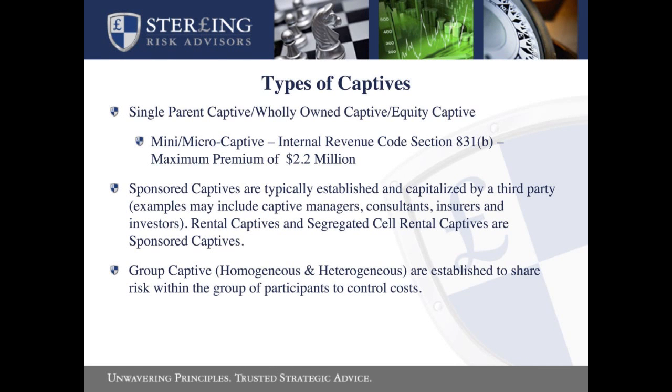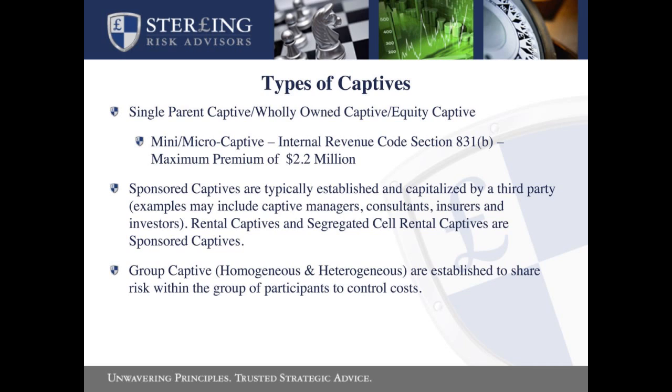There are different types of captives. Single parent is one where you own a business, you also own the captive. They have what they call a mini or micro captive, which is very popular today. It's set up under Internal Revenue Code 831(b) because the maximum premium that you can put in there is $2.5 million. In that particular captive, one of the reasons it's so popular is you don't pay tax on the underwriting profits, you only pay tax on the investment income that the captive earns. So they've become very popular, particularly for mid-sized businesses.